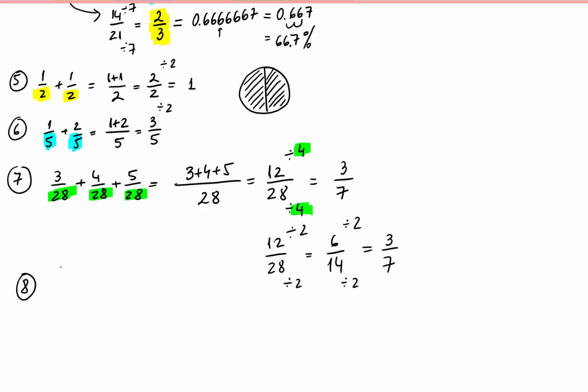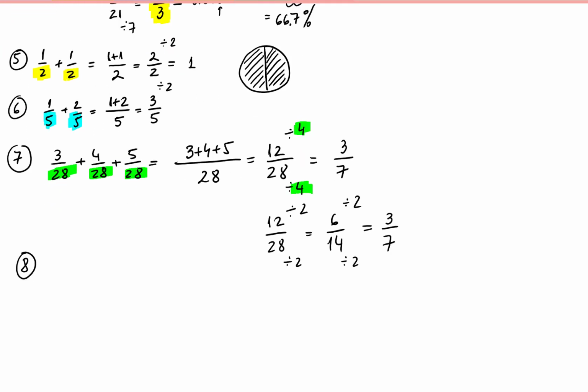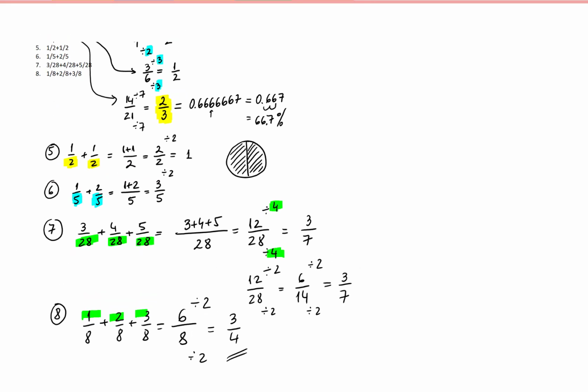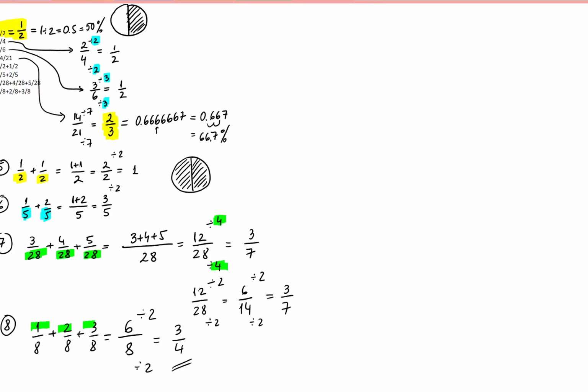And problem 8 was 1 over 8 plus 2 over 8 plus 3 over 8. So again, we have the same denominator and we are adding just the numerators, 1 plus 2 plus 3, that is 6. And we can divide both of these by 2 and we get 3 over 4, and that would be the simplest format and final answer. I hope this helps.